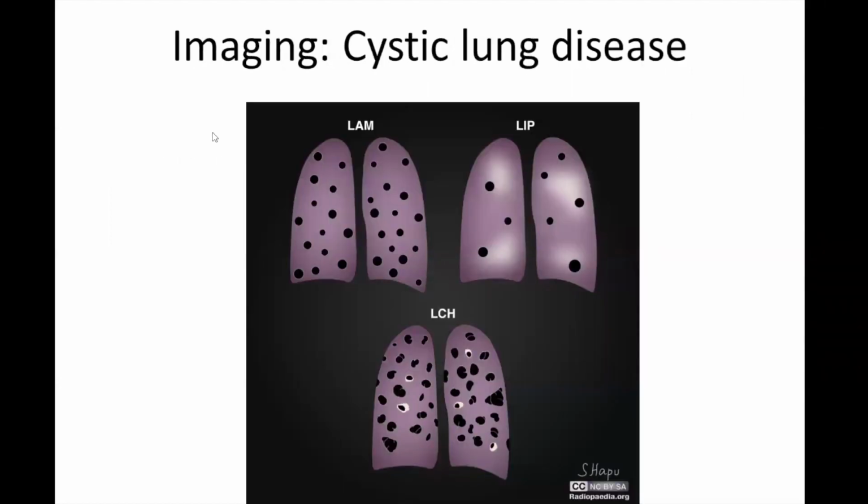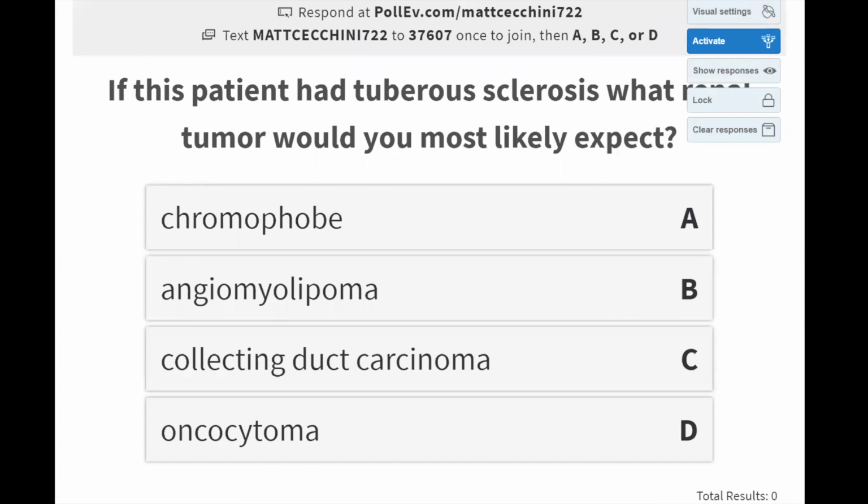So this is just another image from Radiopaedia where it shows the differential of cystic lung disease, where you have LAM, with these cysts of varying size throughout the lung. LIP can actually also cause cysts as well. You typically see fewer of them, as well as pulmonary Langerhans cell histiocytosis, which we described before. You have these irregularly shaped cysts, and then they often have solid nodules. So someone brought up an important point, which I think will lead me to my next question.